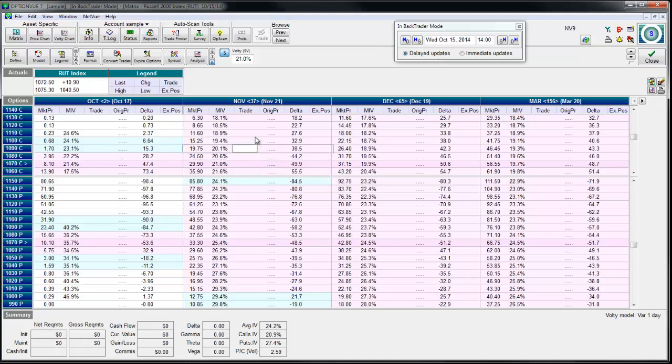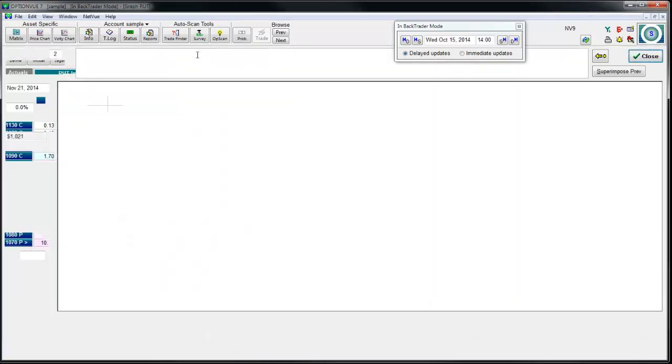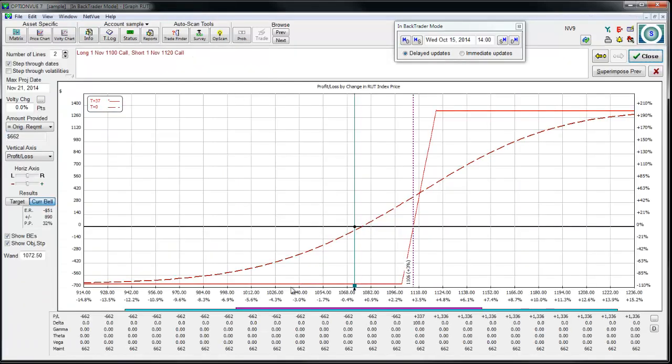If we go farther out and we say, all right, I want to come out a little bit farther away. If the Russell's at 1072, well, let me come up here to 1,100. And if I buy one and if I sell one, that is a call debit spread. It's a debit out of your account. You'll see it costs less money. Your absolute risk is less. Your reward is more. But the trade-off for that is the market has to move farther to become profitable. The red line is at expiration.